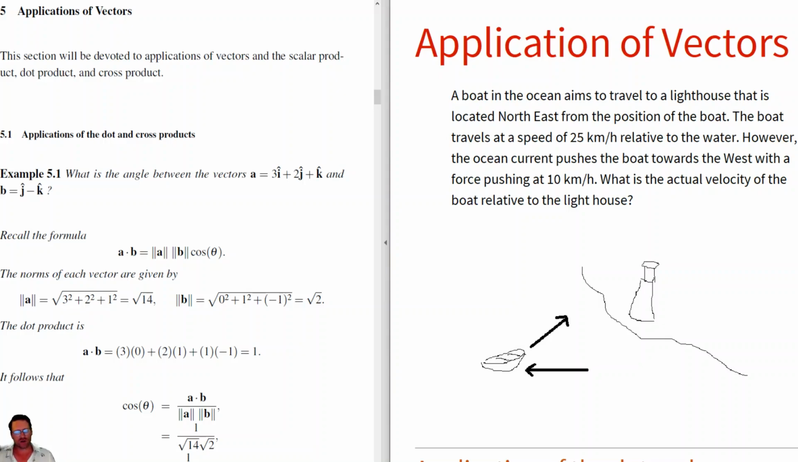Okay, in this video we're going to look at applications of vectors. Those will include some of the products that we calculated with in the last set of lectures, so the scalar product, the dot product, and the cross product. We'll look into a little bit more detail about what we can use these vectors for.